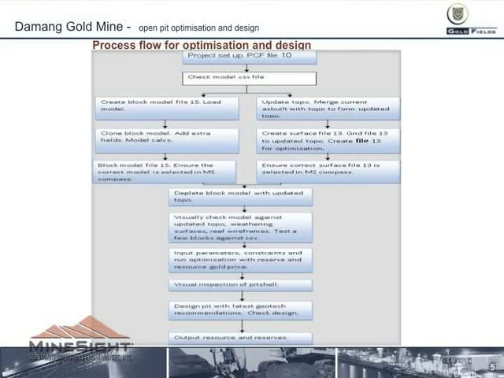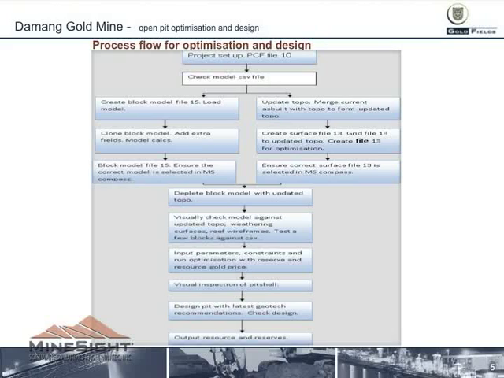From there, we go on to create our block model, file 15, and load the model. We clone the model and add extra fields. These extra fields, like conf and others, help us to state the reserves according to classification and material type. That is what we want to do. We always want to state our reserves according to reserve classification and material type.